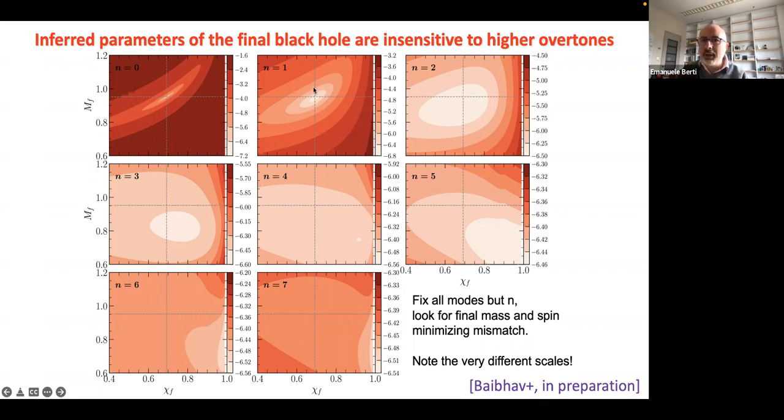Now change to n equals 1. You get a good fit around the true value, but your mismatch is large in a broader region. There is less information in the first overtone, if you like. And as you go on, these regions broaden and broaden up to the point where for n equals 3, they don't even go to the right value. So the n equals 3 mode is not adding any physical information anymore when you fit it at the peak. You see? See what I'm saying? Was it clear enough?